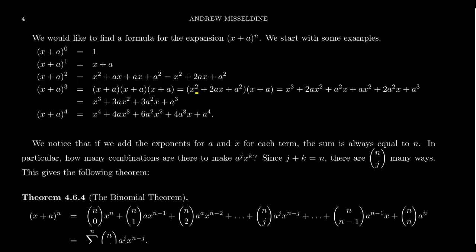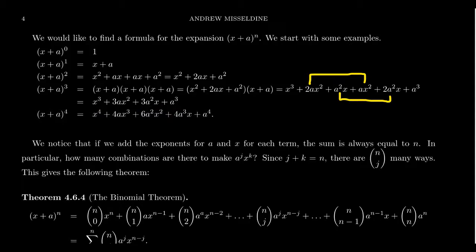We're going to distribute the x first. So x squared times x is x cubed. X times 2ax is a 2ax squared. X times a squared is going to be an a squared x. Then distribute the a, you're going to get an ax squared. Distribute the a on the 2ax, you get a 2a squared x. And then lastly, you get an a cubed, like so. If we combine like terms, there's x squareds that can combine, there's x's that can combine. You're going to get an x cubed plus 3ax squared plus 3a squared x plus a cubed.